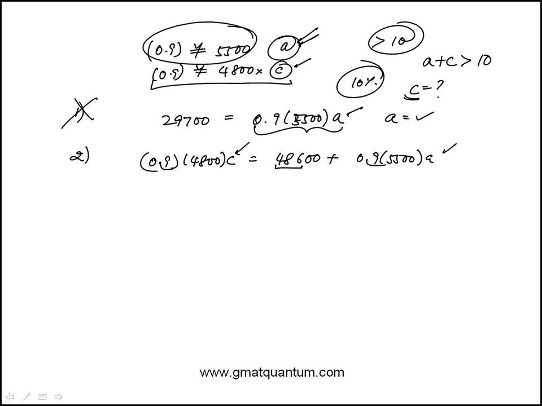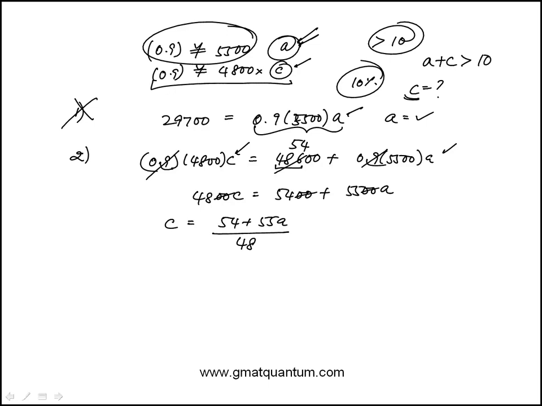I notice that this is divisible by 9. 8 plus 4 is 12 plus 6 is 18. So divide each term by 9. 9 times 5 is 45, 354. So this becomes 4,800C is 5,400 plus 5,500A. I think it is important to do this kind of a simplification. So C is 54 plus 55A over 48.